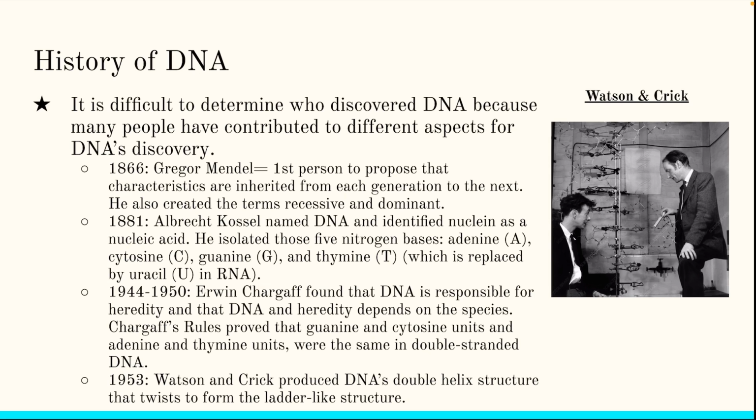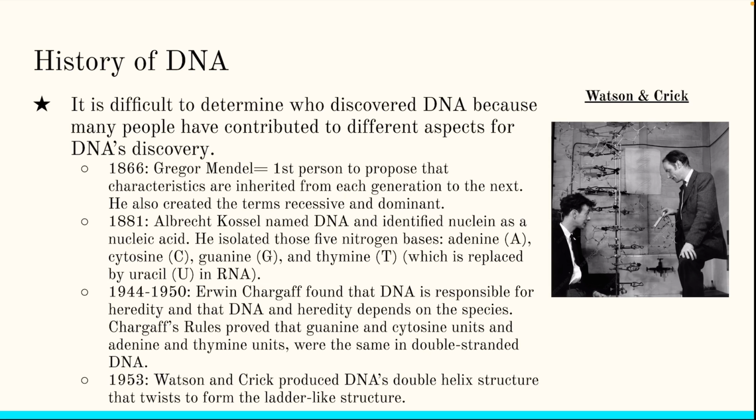In 1881, Albert Kossel named DNA and identified nuclein as a nucleic acid. Additionally, he isolated those 5 nitrogen bases that are now considered to be basic building blocks of DNA and RNA, which are adenine, cytosine, guanine, and thymine, which is replaced by uracil in RNA.